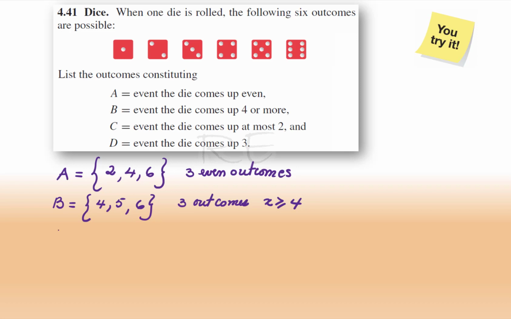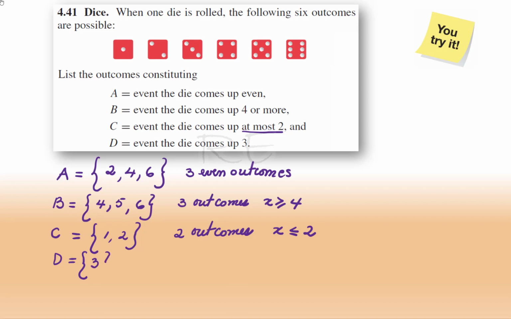At most 2 means that it's 2 and under, so it's going to be 1 and 2. Those are the outcomes. So C is equal to {1, 2}. 2 outcomes. 2 or under means X is less than or equal to 2. Event that the die comes up 3. So X is equal to 3. Therefore, 1 outcome.